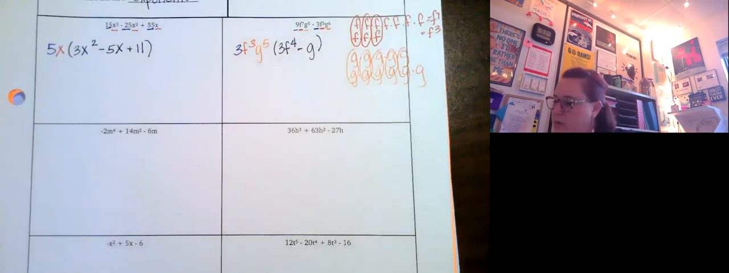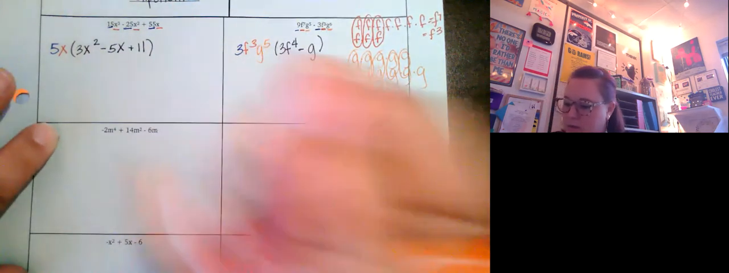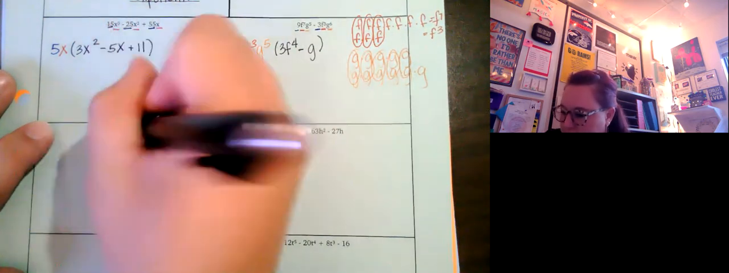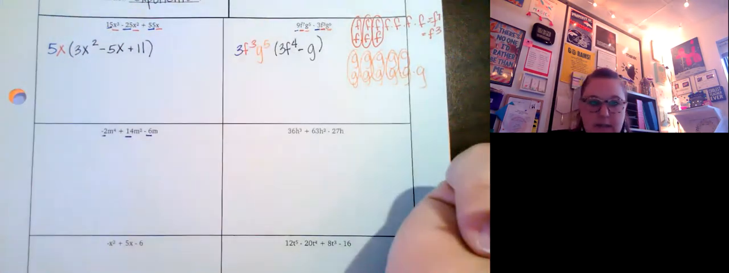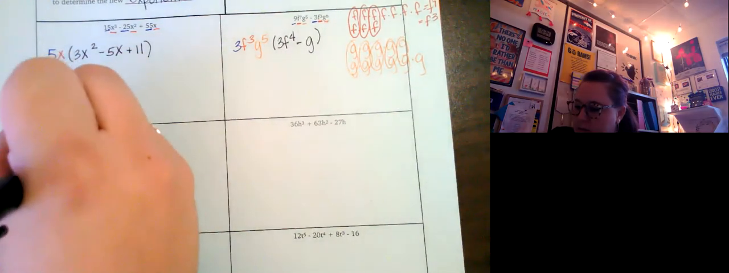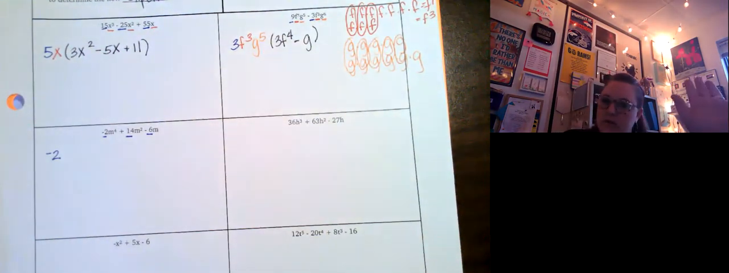Let's do this next one. So if I have, what color did I do the coefficients? -2, 14, -6. Those all have a -2 in common. Wait a minute. 14 doesn't have a -2 in it, does it?